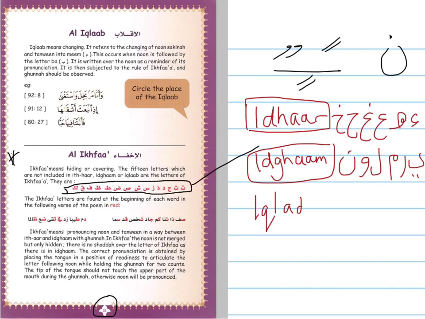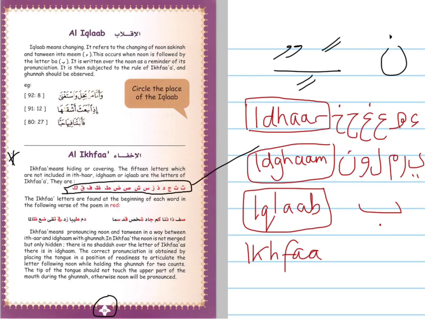Iqlab is where you have a Noon Sakinah or Tanween, and after it is the letter Ba. Whenever you see that, you apply the Iqlab. Ikhfaa, the last one, the one we're doing today, is basically every other letter in the Arabic alphabet.